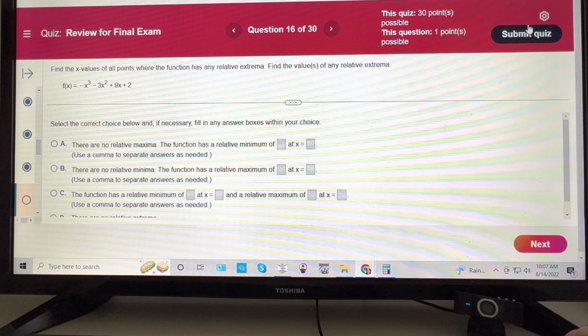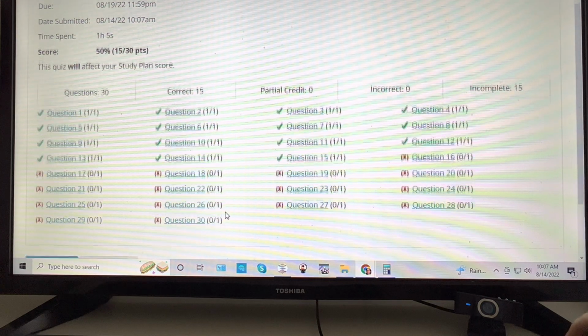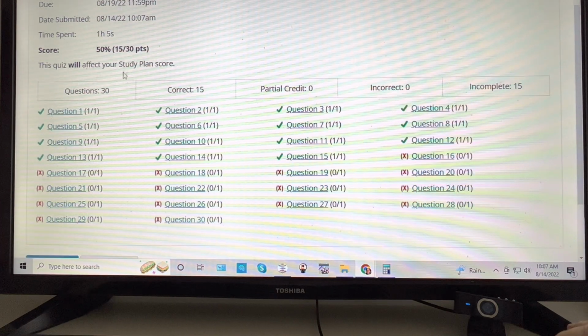So I'm going to submit this, and if we get a 50, then we got everything right. Otherwise, we missed something. And I did get a 50. So everything from 1 through 15 has a green check. 16 through 30 is wrong because I didn't answer them, but that's fine. Tomorrow I'm going to do 16 through 30 and hope to get another 50.